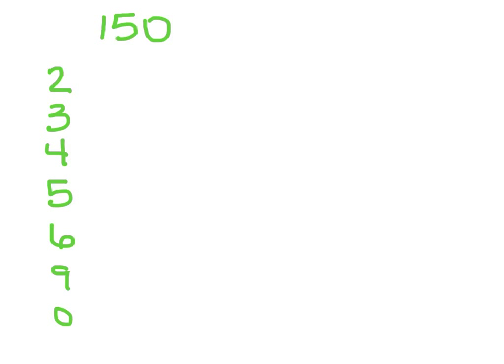All right, so for the number 150, the rule for 2 is to check if the number is even. This number ends in a 0, so this is divisible by 2.